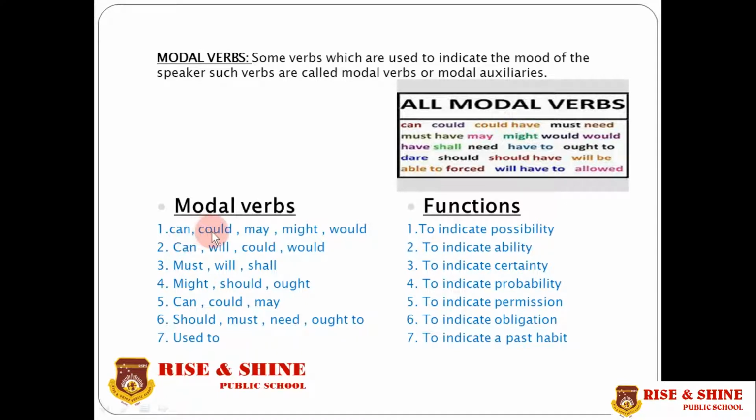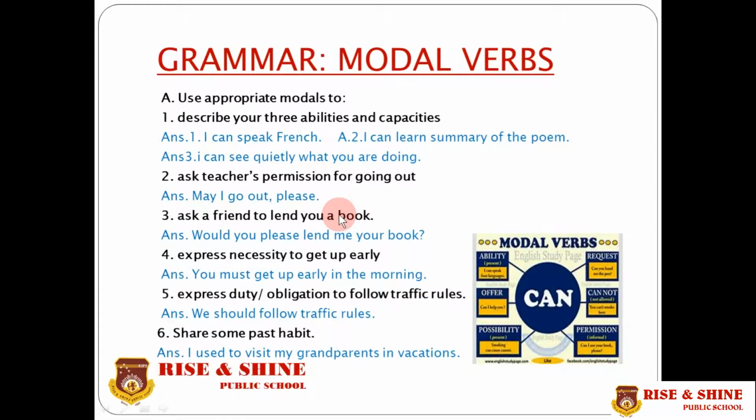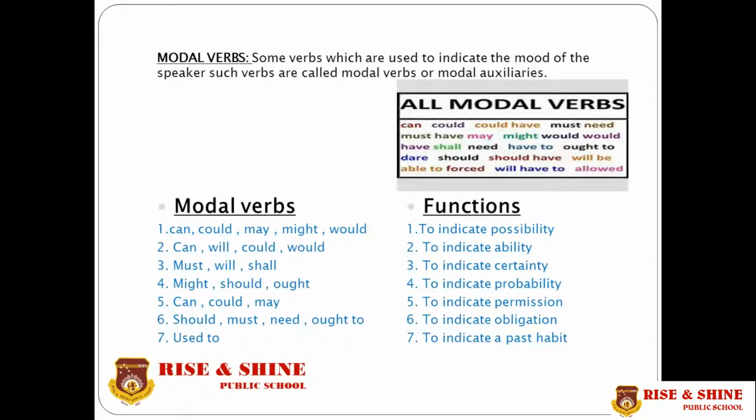Can, could, may, might, would. These are the modal verbs which are used to show possibility. What is possibility? Possibility means a thing that may happen, a thing that can happen, likely to happen, just like we say, it may rain today.